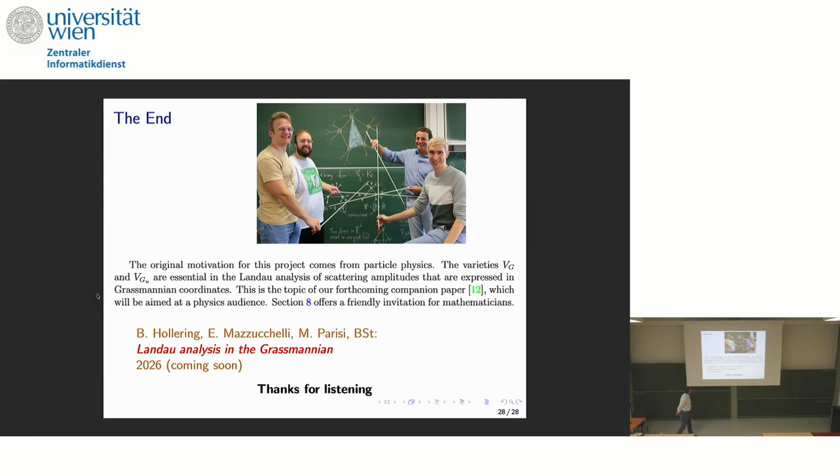So the original motivation for this project, this is from the introduction, comes from particle physics. These varieties VG, and even more so important, VGU, are essential in the Landau analysis in terms of Grassmannian coordinates. And we're currently working on the physics paper called Landau Analysis in the Grassmannian. And the previous page was supposed to be a friendly introduction for mathematicians.